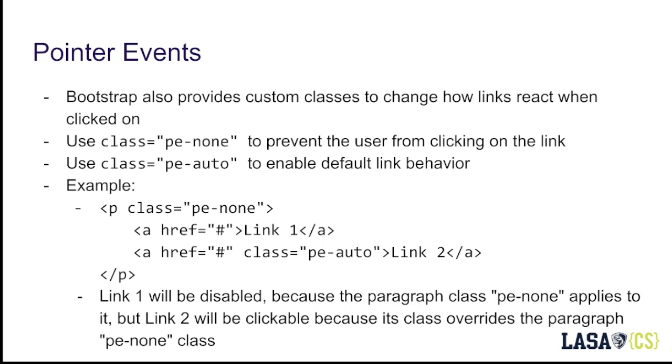So for example, if within this paragraph class I have pe-none, and then I have one link which doesn't set its own class value, and I have another link which sets pe-auto, then the class value for link 1 will still be pe-none because the paragraph class applies there. But for link 2, the link will be clickable because its pe-auto class overrides the original pe-none from the paragraph.